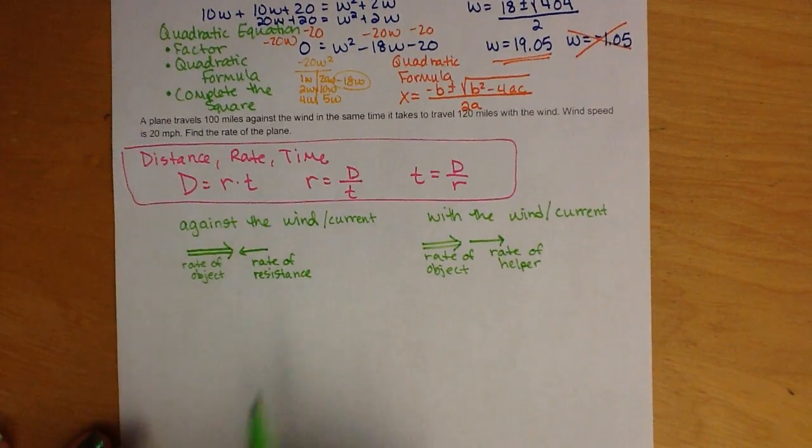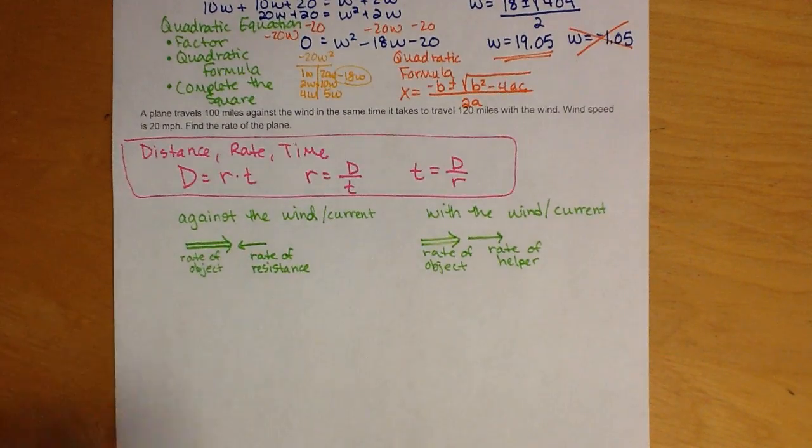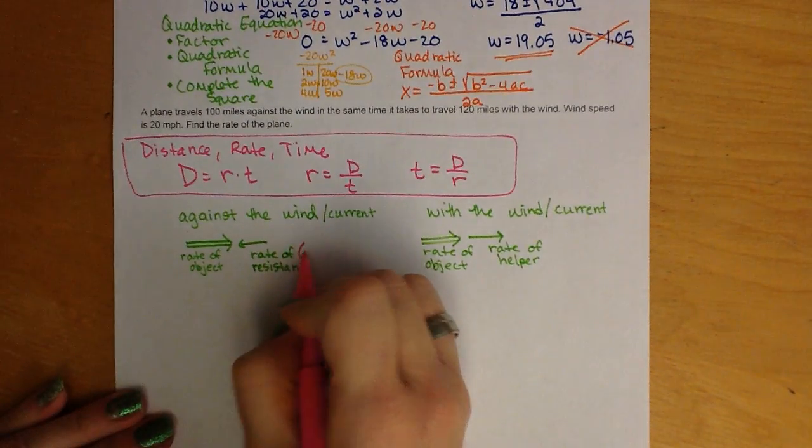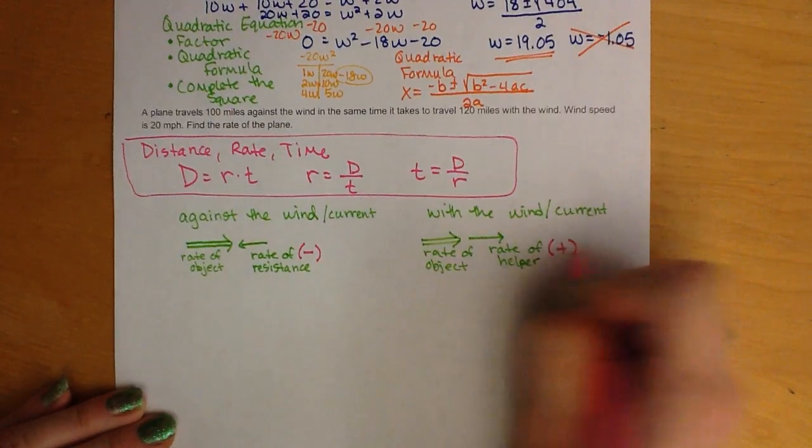Because when you're going against the wind, it's pushing against you. When you're going with the wind, it's pushing you forward, so you move faster. So when you have a resistance, it's going to be a negative rate. When you have a helper, it's going to be a positive rate.